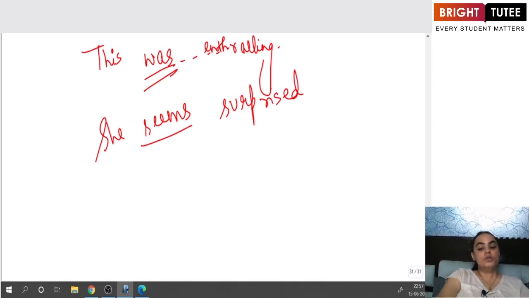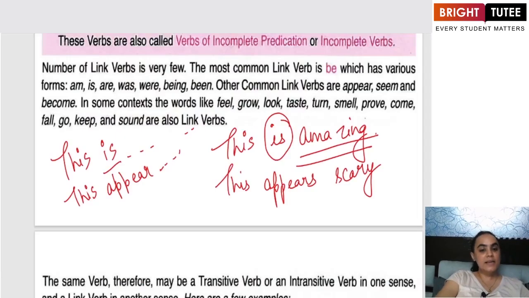Okay? So basically, what are the linking verbs? The linking verbs are those verbs which always are incomplete in nature and they need a complement to complete them. For example, all the forms of be: am, is, are, was, were, being, been, then appear, seem, become. These are also incomplete verbs.